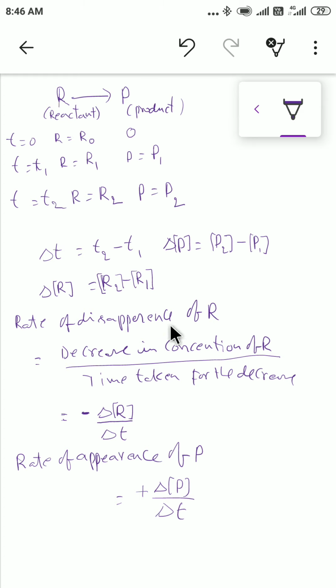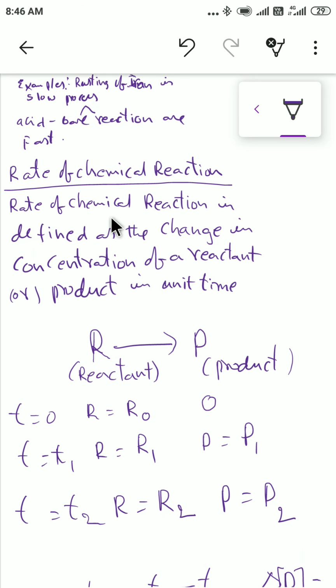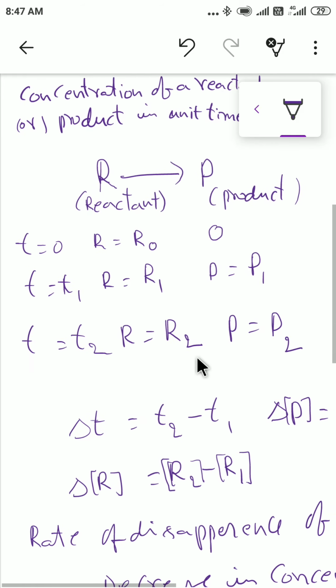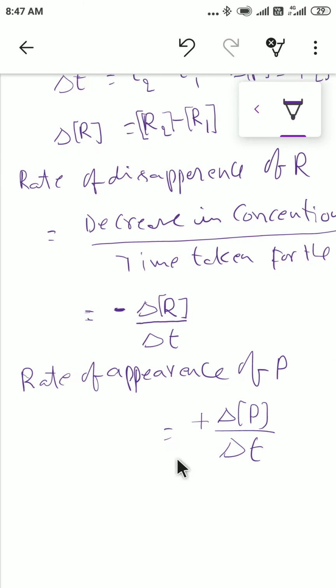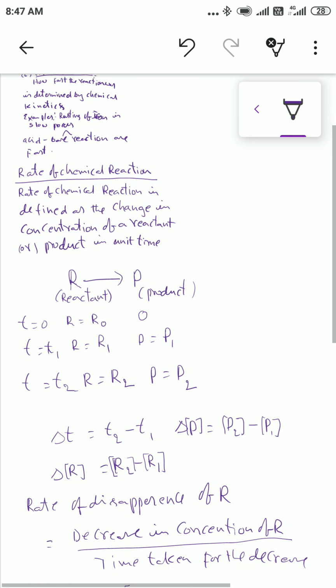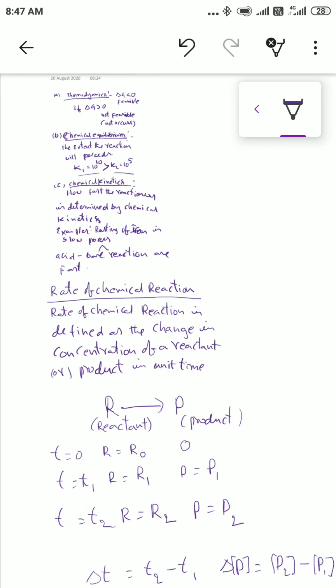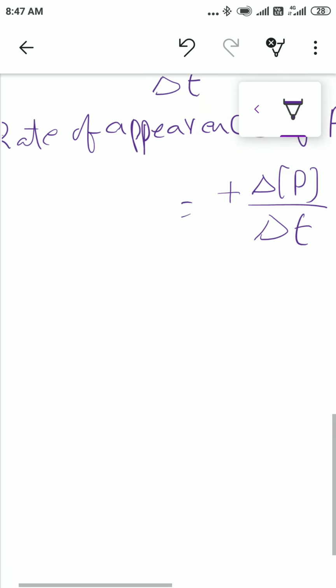The rate of a chemical reaction is defined as the change in concentration of reactant or product in unit time. We took the reactant giving rise to the product, initially like this, and after the time taken, the reaction is like this. So let us continue this class after some break. After the break, we will continue chemical kinetics again.